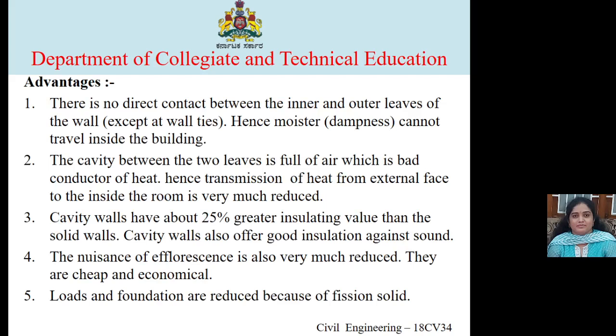So what are the advantages? There is no direct contact between the inner and outer leaves of walls except for wall ties. Hence, moisture cannot travel inside the building. The first advantage. The cavity between the two leaves is full of air, which is a bad conductor of heat. Hence, transmission of heat from the external face to the inside of the room is very much reduced.